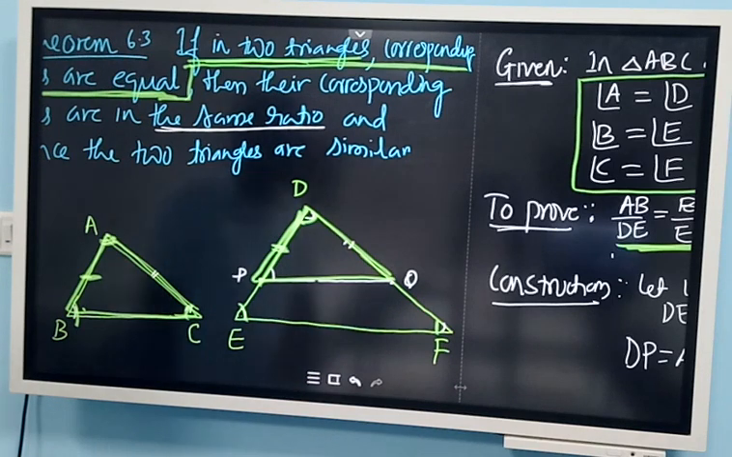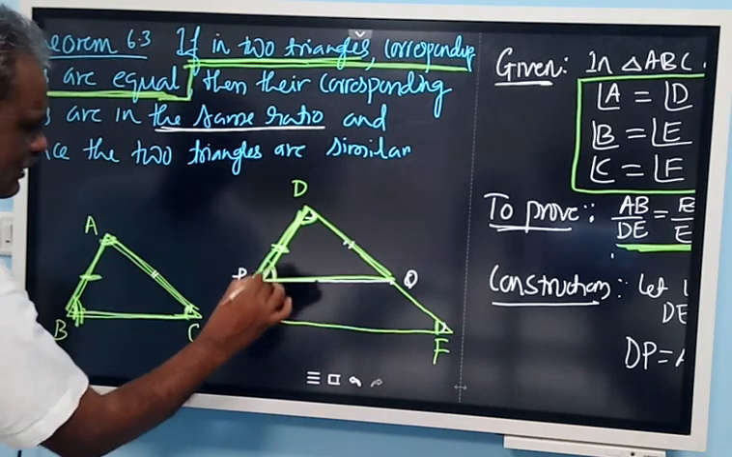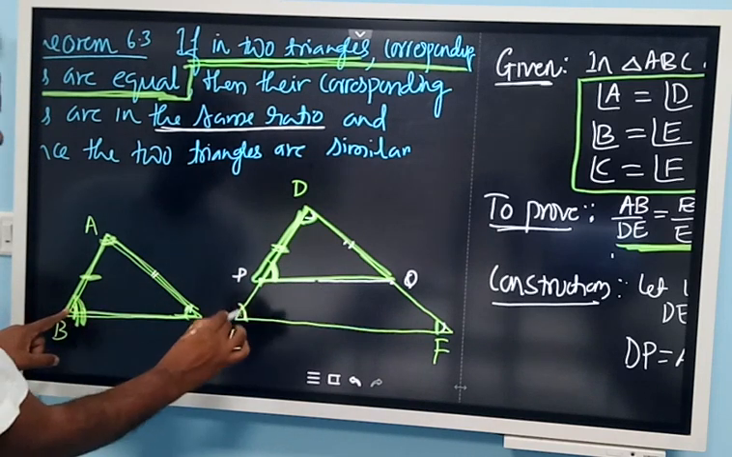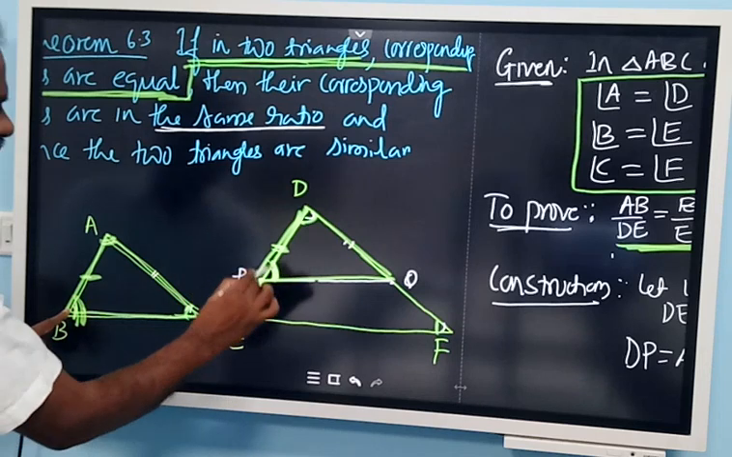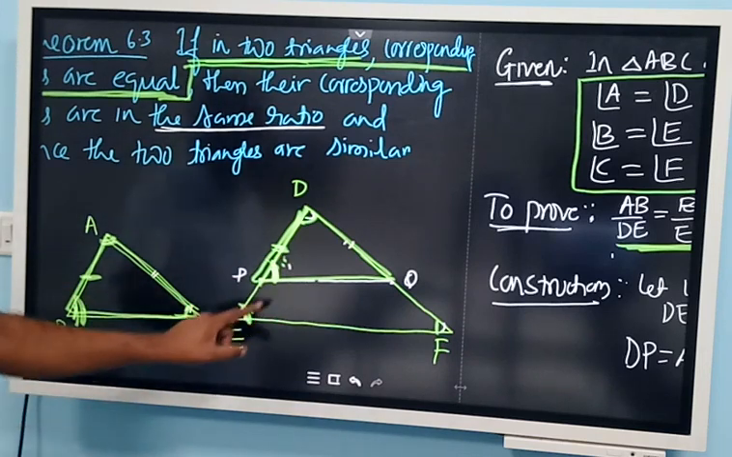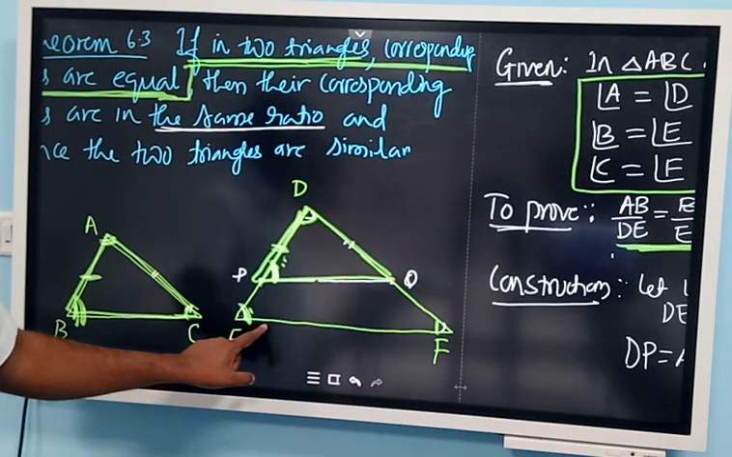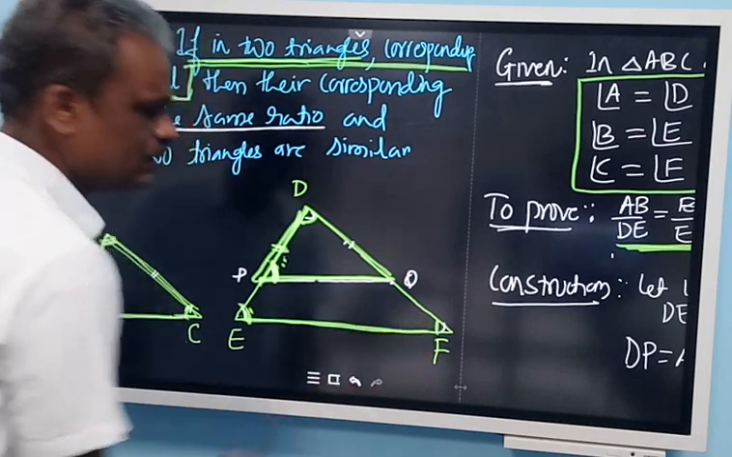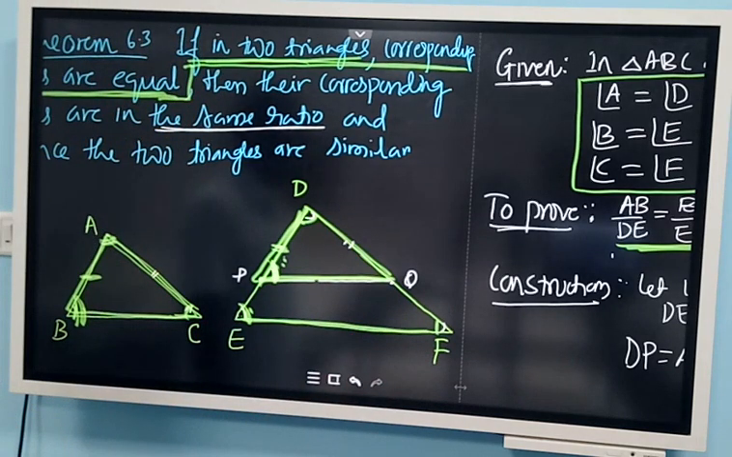If the triangles are congruent, you can write this angle is equal to this one. But already we have B is equal to E. Now we proved that these two angles are equal. Then you can write these two angles are also equal. But these two are corresponding angles. Corresponding angles are equal means I can write PQ parallel to EF. PQ is parallel to EF.